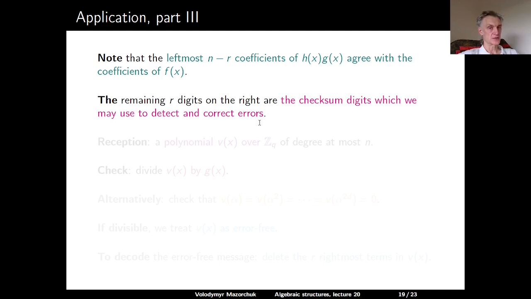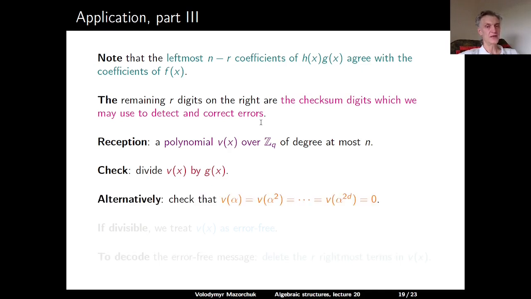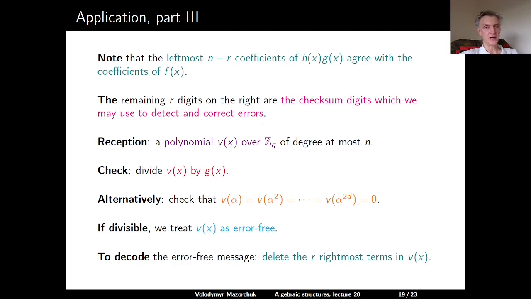which we may use to detect and correct errors. So upon reception of our word, we receive some polynomial v of x over Z_q of degree at most n. In order to check whether there are any errors, we divide this v of x by g of x. Alternatively, we can evaluate v at alpha, alpha squared, alpha cubed, and so on, up to alpha to the power 2d. If all these evaluations give us 0, we treat v of x as error-free, and then we can decode it by deleting the r rightmost terms in v of x. And then we get the original thing which we wanted to transmit.